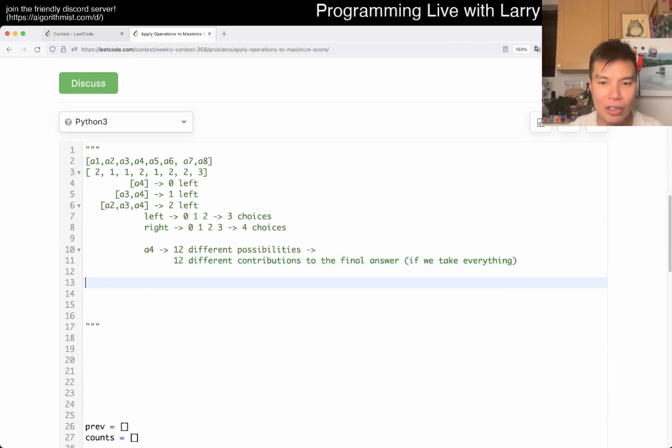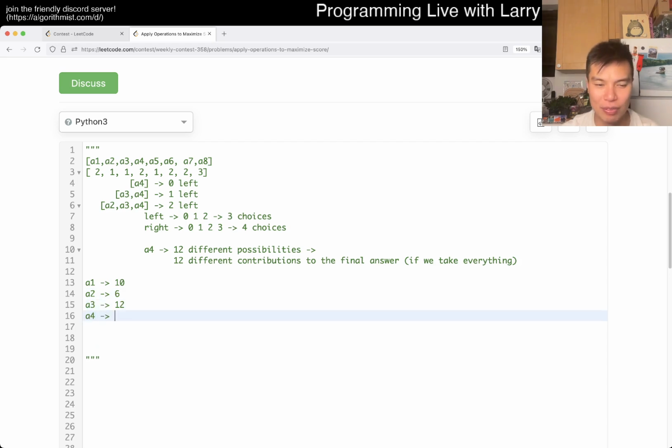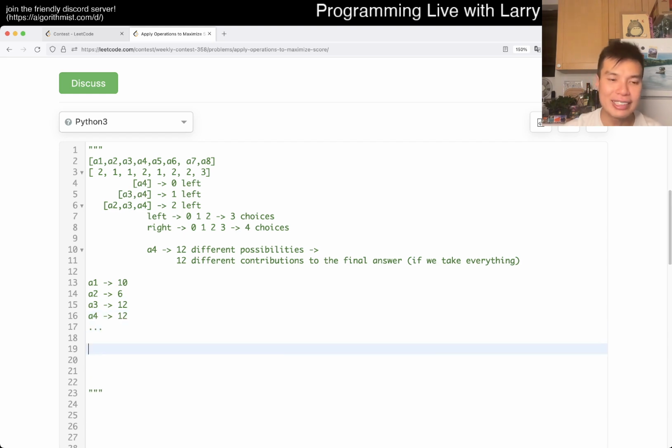So that means that, okay, now let's put all these together. Let's say A1 has 10 contributions. I'm just making up random numbers again. A2 has 6, A3 has 12, A4 also has 12, and so forth, right? So now what we want to do is, actually I did it with a heap, but you could actually just sort it, right?